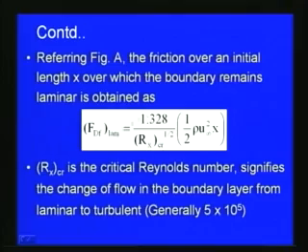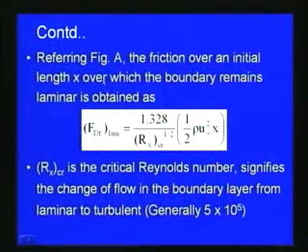So, now the transition stage, with reference to the earlier figure which we have seen. The friction over an initial length x over which the boundary layer remains laminar is obtained as follows.